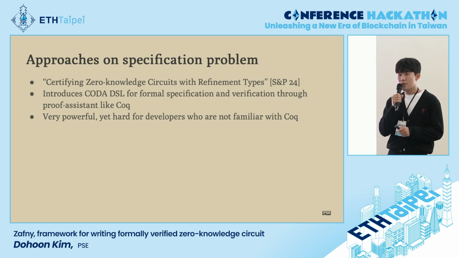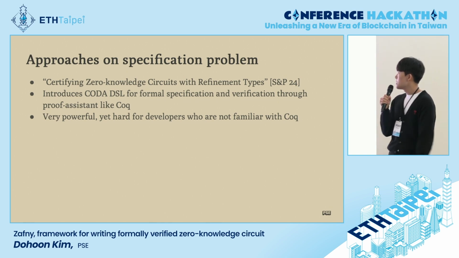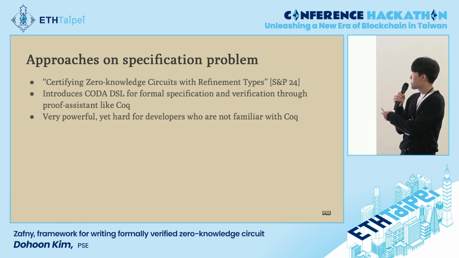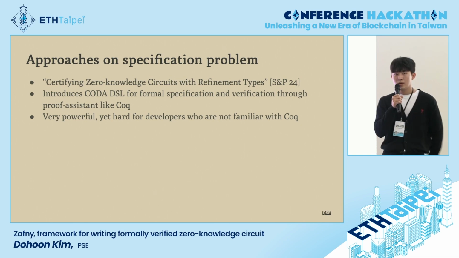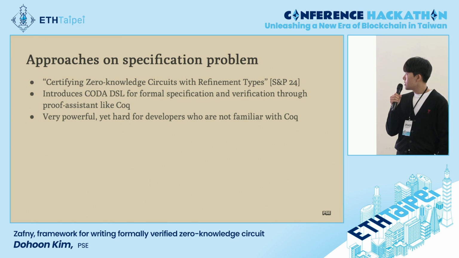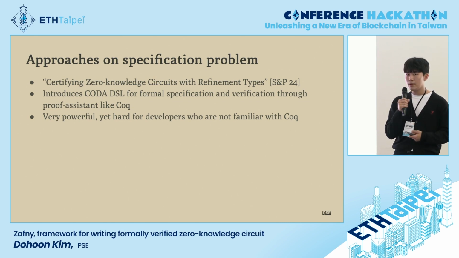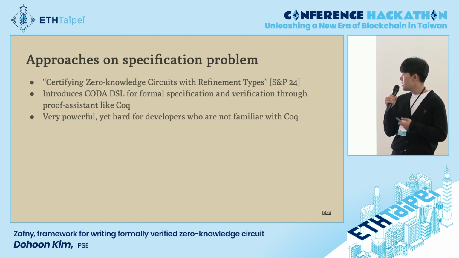So until now, we have seen the approaches on the satisfiability problem, and now let's see the approaches on the specification problem. In this paper, "Certifying Zero-Knowledge Circuits with Refinement Types", they introduce a new DSL called CODA for formal specification and verification through a proof assistant like Coq. It is very powerful because that kind of proof assistant can verify every desired property of the program that the developer wants, but it is very hard for developers who are not familiar with this kind of proof assistant programming.